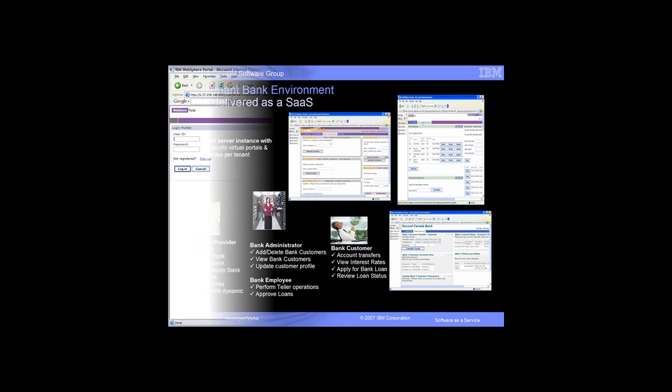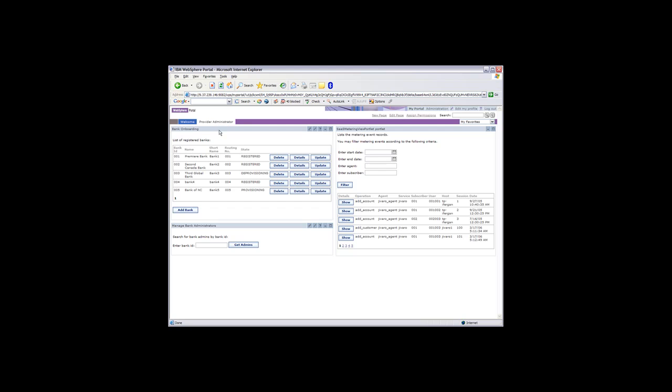As we mentioned before, the provider is the organization that is actually providing the banking services. Let's go to the Provider Administrator page and see some of the functions that the Provider Administrator can perform. As we see here, the Provider Administrator can onboard banks, manage bank administrators, and view events such as metering events that could be used for further administrative functions.